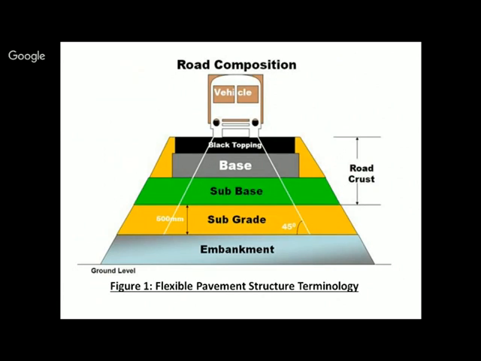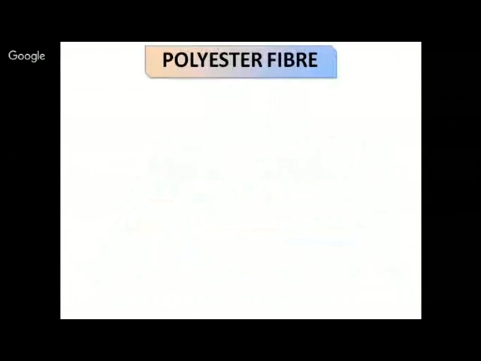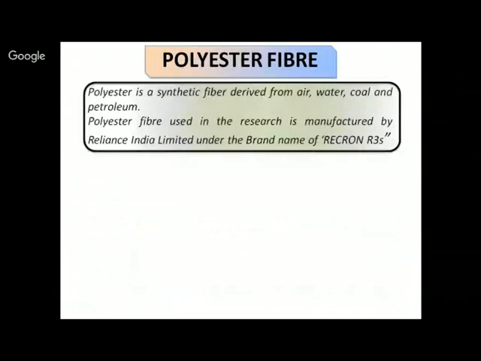As we can see here in the picture, a road comprises various layers. This is a typical section of a flexible pavement. In this, the lowermost layer is a subgrade layer, which we are trying to improve upon by adding fibers. We have chosen polyester fiber over here.